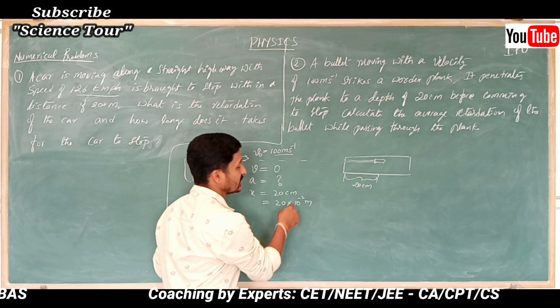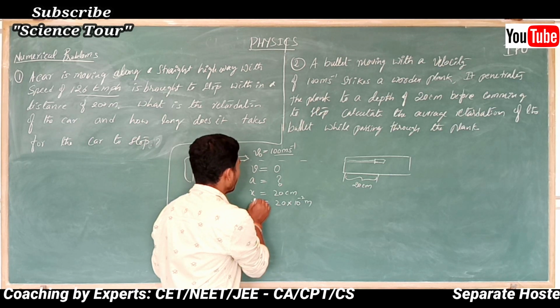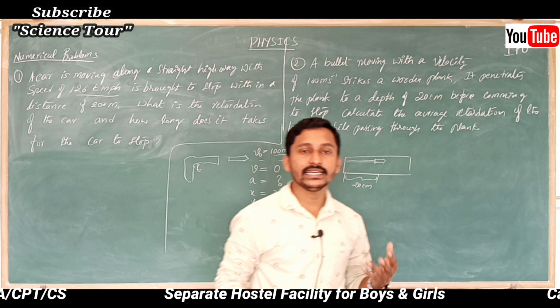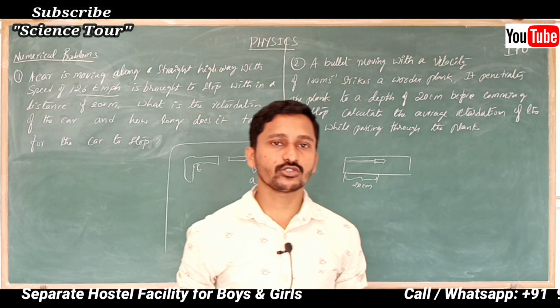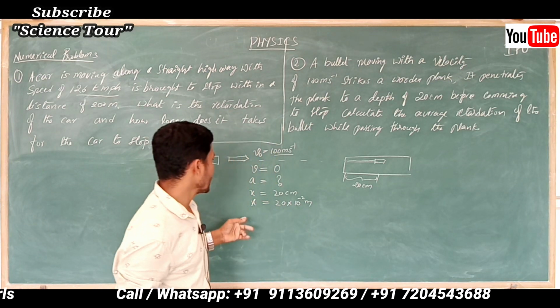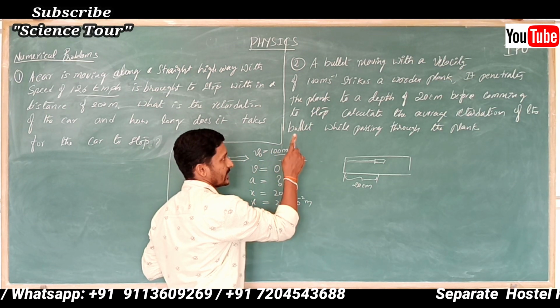10 to the power minus 2 means we have to divide. Okay, always go for that prefix. Kilo means 10 to the power 3, centi means 10 to the power minus 2, milli means 10 to the power minus 3, like that you have to write down. Okay, so now if you substitute, always what did I say?